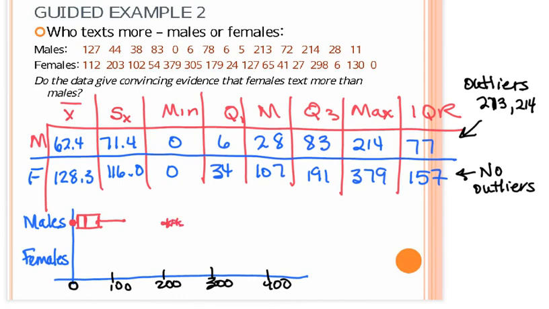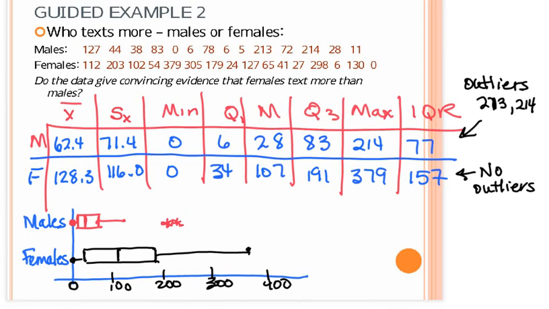Now the females are going to have 0 texts. But then notice we have a median of 107. We have quartile 3 at 191. Quartile 1 at like 30. And then we have a max of 379, which actually is not an outlier because in this data the spread is very big here.